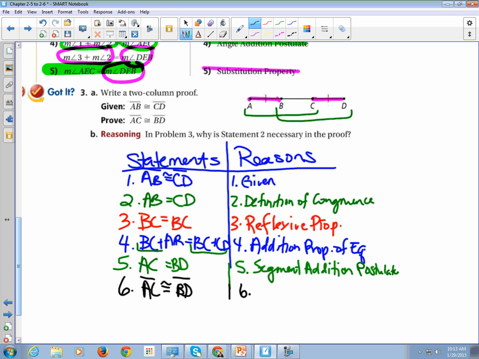Because, oh, never. "Given" is never a viable reasoning. You will never see that at the end of it. Okay, so, because equal line segments are congruent.